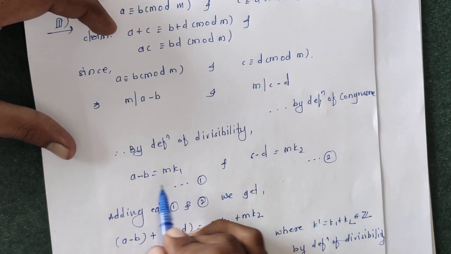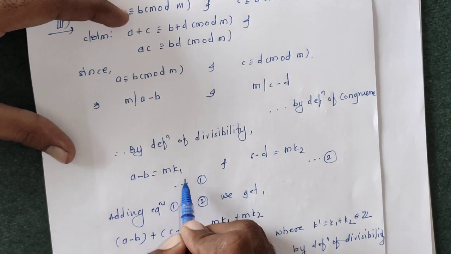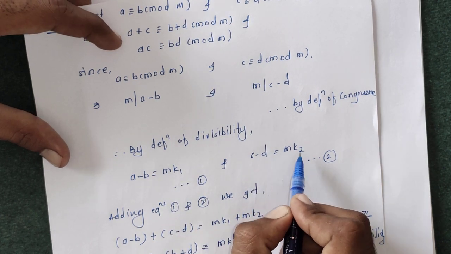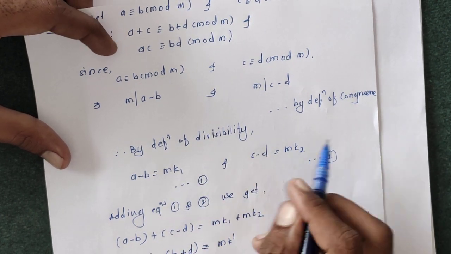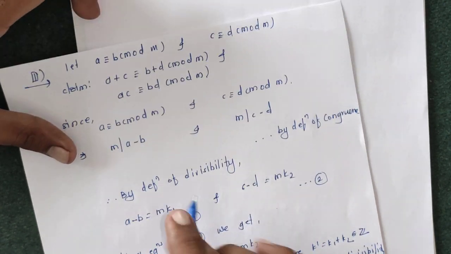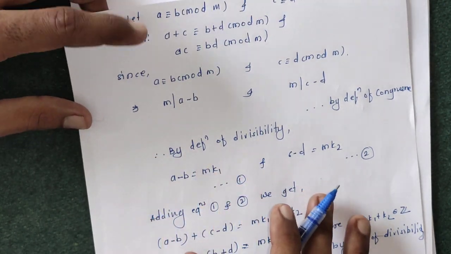So from this we can say that we can simplify A minus B is equal to m k1 and C minus D is equal to m k2. From these two equations again we are going to prove that AC is congruent to BD mod m.